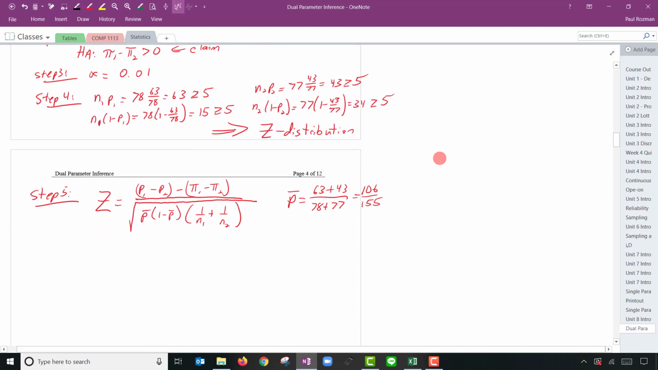And now we can just substitute our values into the equation to figure out what the z-score is. P1 was 63 over 78. P2 was 43 over 77. The differences in the pi's, the null hypothesis says, we're going with 0 there. And now our p bar is 106 over 155. And we still have 78 in the first group and 77 in the second.